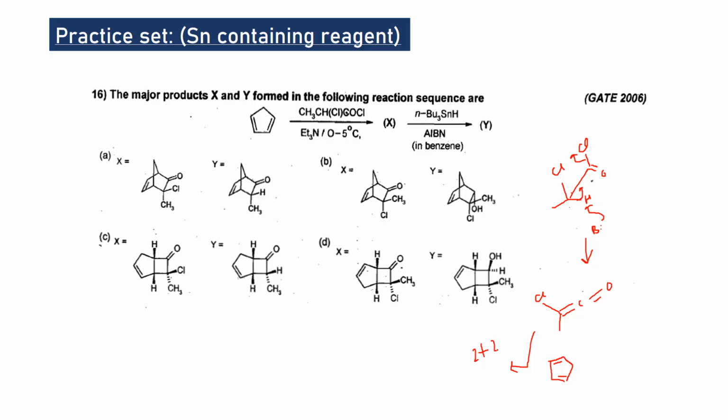Usually 2+2 cycloadditions are favorable in photochemical conditions, but specifically in the case of ketene, due to the electronic arrangement, the 2+2 cycloaddition is possible even under thermal conditions. If you want to know more about this, you can check Clayden, on why ketene undergoes a 2+2 cycloaddition reaction under thermal conditions.